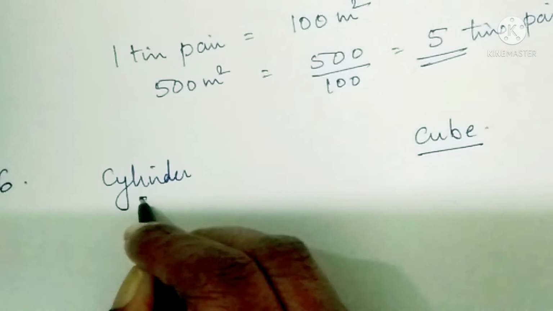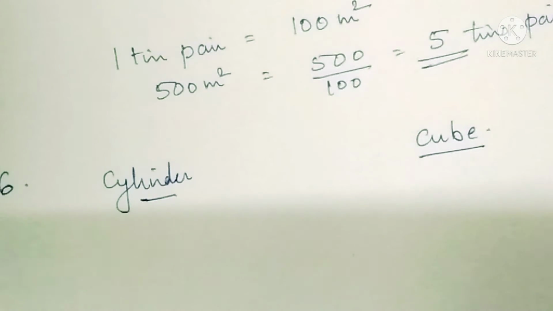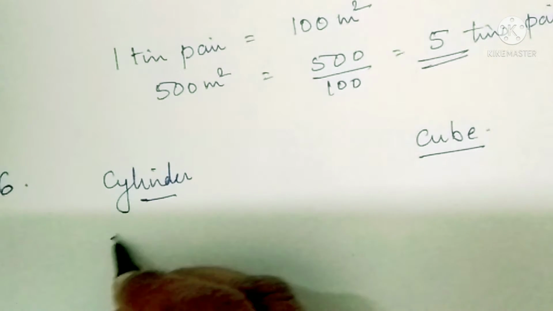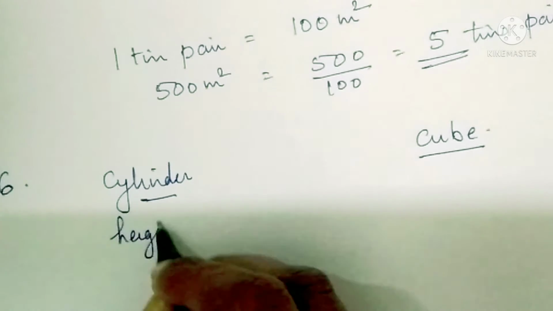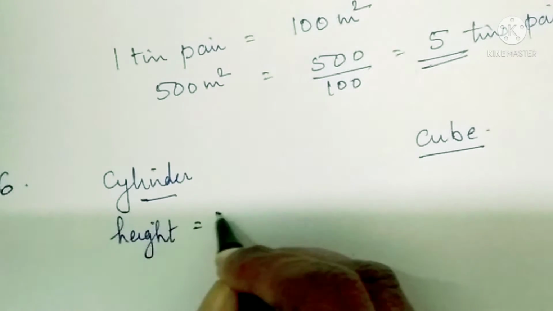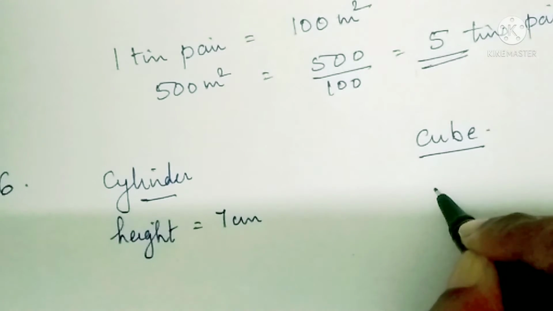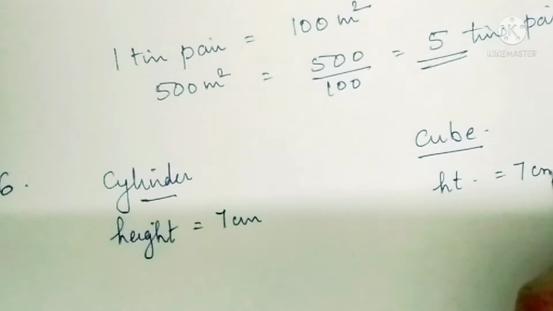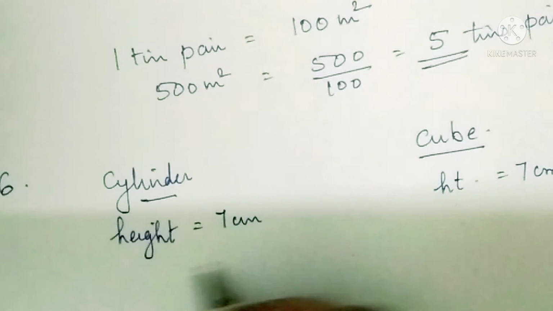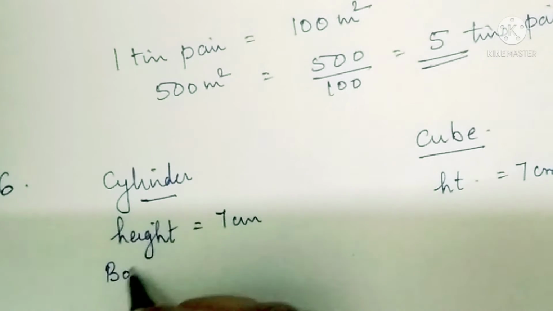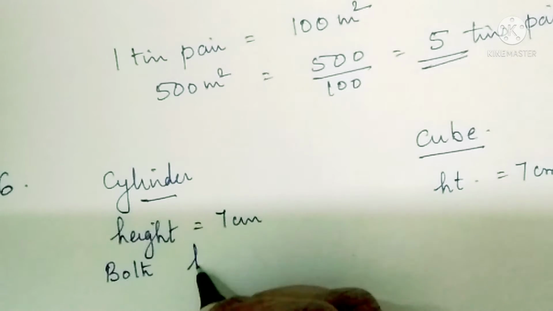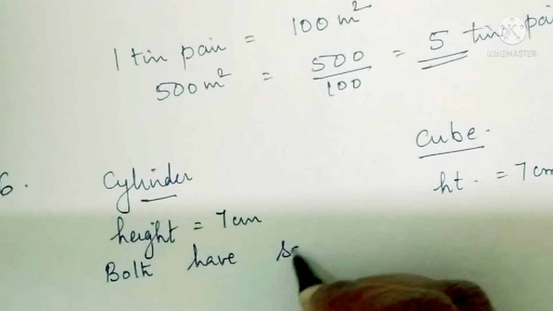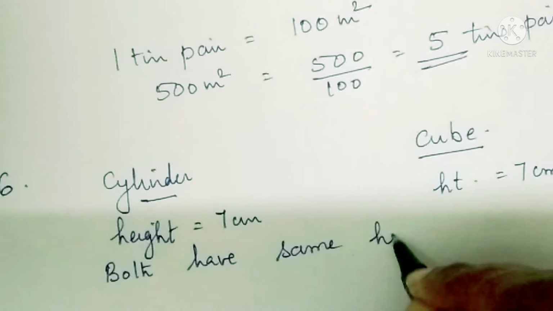Okay, so let us write what is the similarities and what is the difference between the two figures. See, both of them have same height. So height of cylinder is equal to 7 centimeter. Here also height is equal to 7 centimeter. So what is similar? Both have same height.